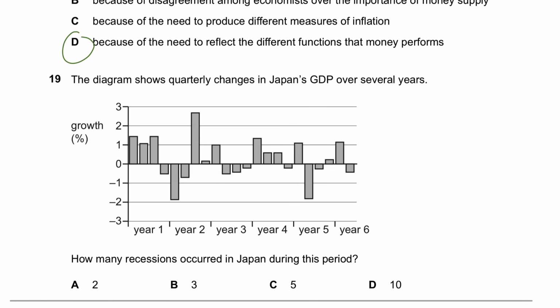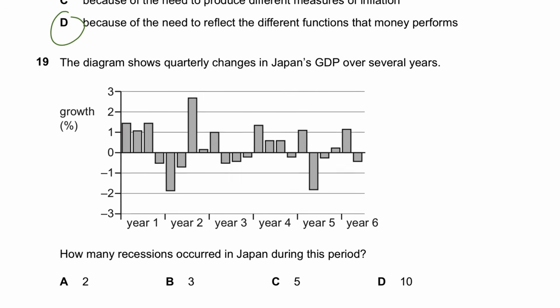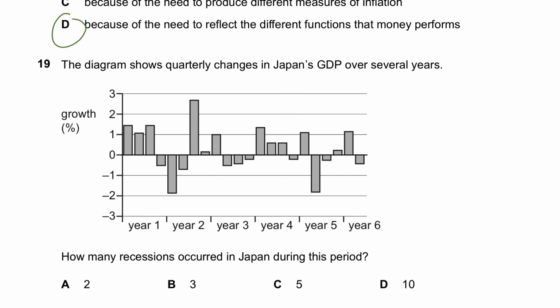19 says the diagram shows quarterly changes in Japan's GDP over several years. How many recessions occurred in Japan during this period? So on the horizontal axis, you have 6 years given, and then you have growth rates given. Remember, this is your real GDP growth rate.